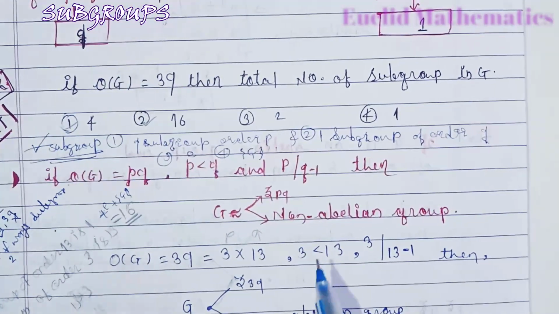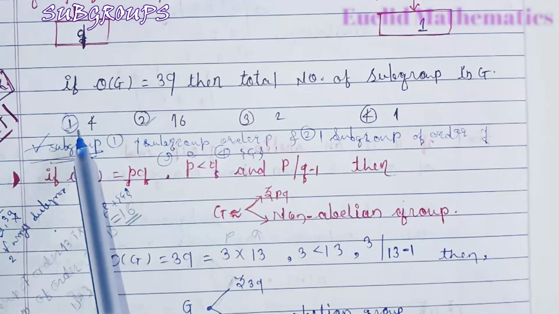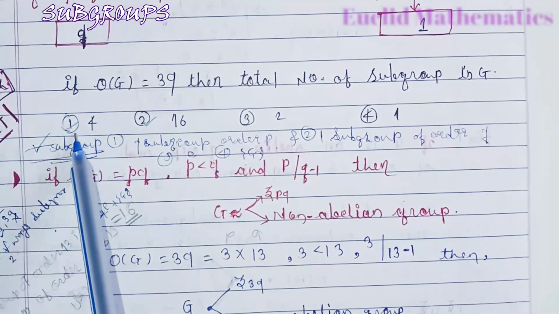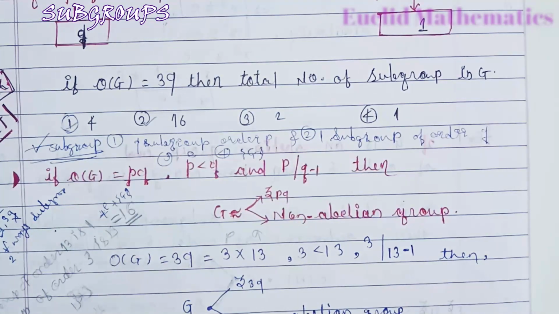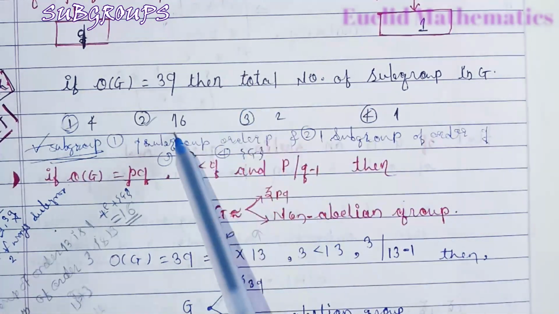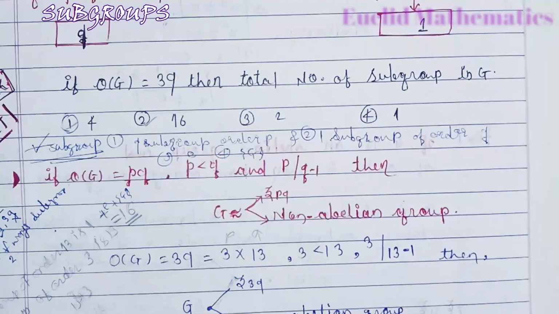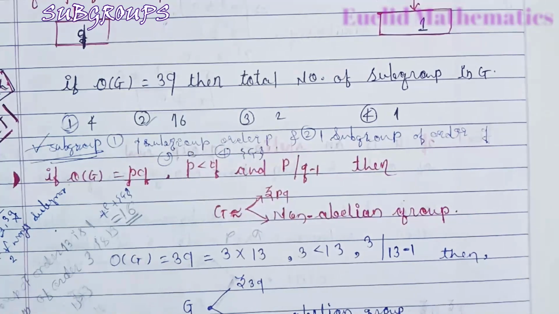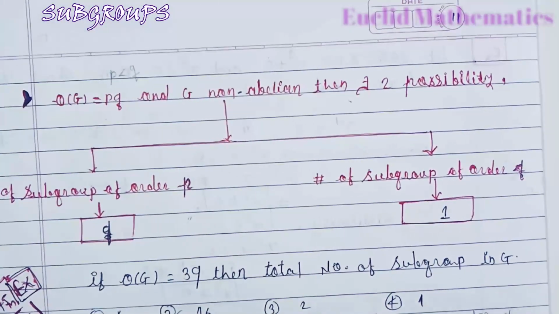Now let's verify which of our 4 options is correct. When the group is cyclic, isomorphic to Z39, it has 4 subgroups; tau 39 is 4. And when the group is non-Abelian, the total number of subgroups is 16. So 2 is not possible, and 4 is not possible. I hope you all have understood my example based on this property, which was asked in the CSIR NET exam, and similar questions are asked in the GATE exam, the SET exam and different competitive exams also.